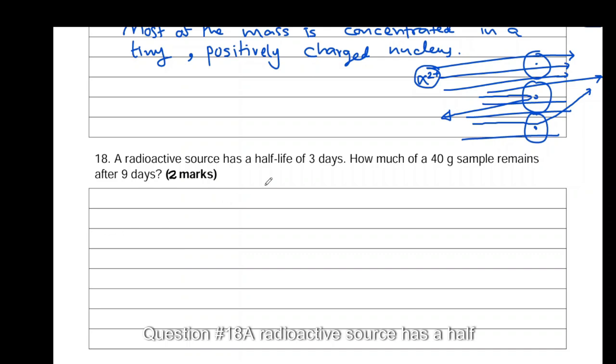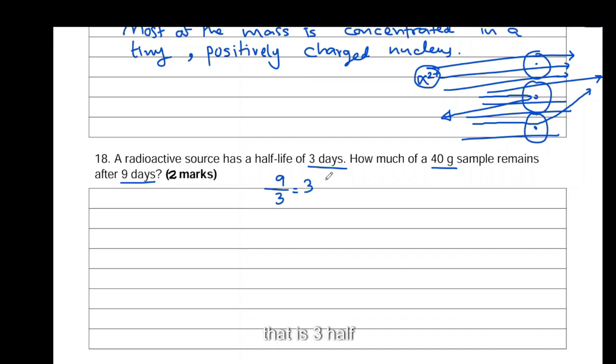Question number 18. A radioactive source has a half-life of 3 days. How much of a 40-gram sample remains after 9 days? Now, one half-life is 3 days. 9 days divided by 3, that's 3 half-lives. Now, each half-life makes the mass half.